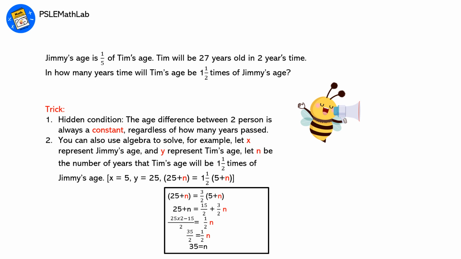And now we are going to subtract n on both sides. So 3 over 2 minus 1, here we have 1 over 2 n. Then we are also going to subtract 15 divided by 2. So on the left side, which is 25 times 2 minus 15 divided by 2, it's 35 divided by 2 equals 1 over 2 n, then we multiply by 2 on both sides and it equals 35. So with the algebra way, we are able to calculate in 35 years that Tim's age will be 1.5 times Jimmy's age. But on the exam paper, I think you need to write the n on the left side.